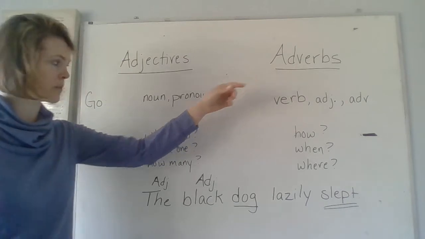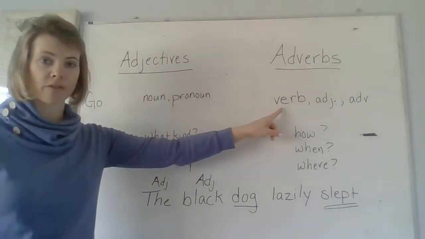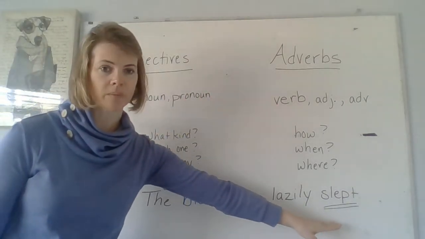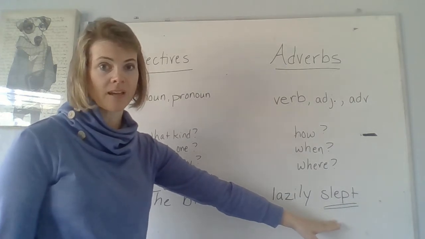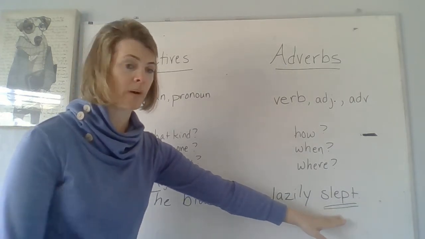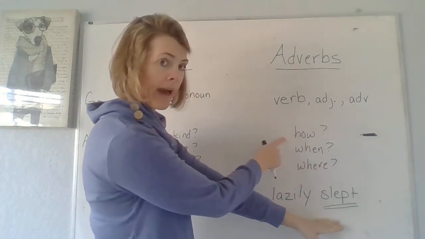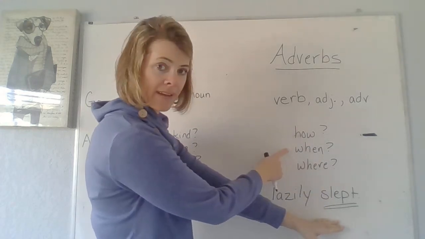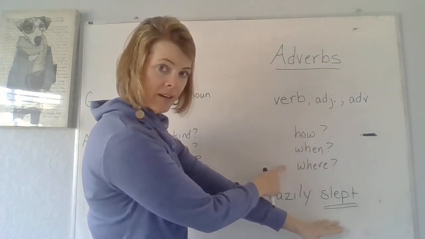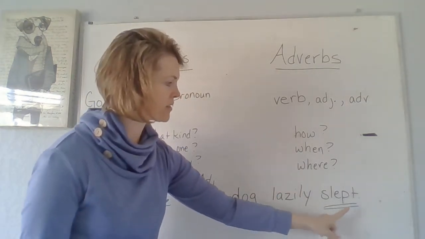To find an adverb, we go to the verb. Here's our verb. We already know how to find verbs. Once I'm at my verb, I ask these questions. Slept how? Slept when? Or slept where? Let's see if we can find an answer. Slept how?